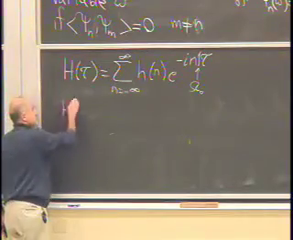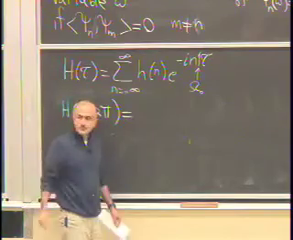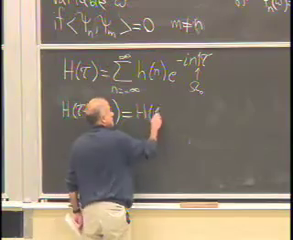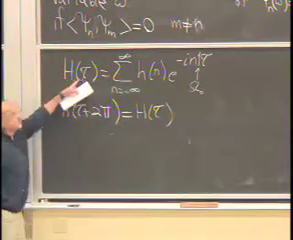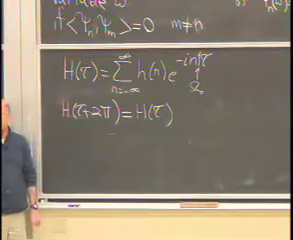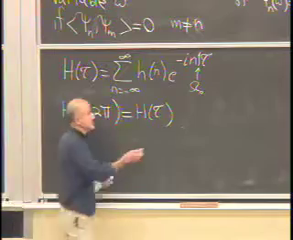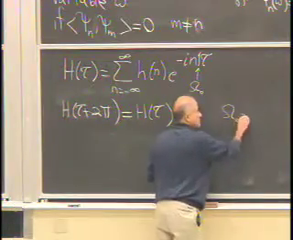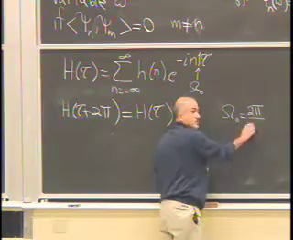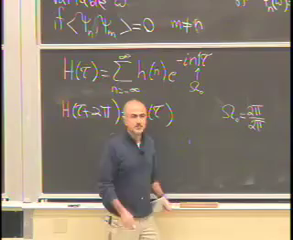H of tau plus 2 pi is what? H of tau. So this is a function of a continuous variable, tau, that's periodic with period 2 pi. What is its fundamental frequency, omega naught? Well, it's 2 pi over its fundamental period, p. And that's why it's 1.